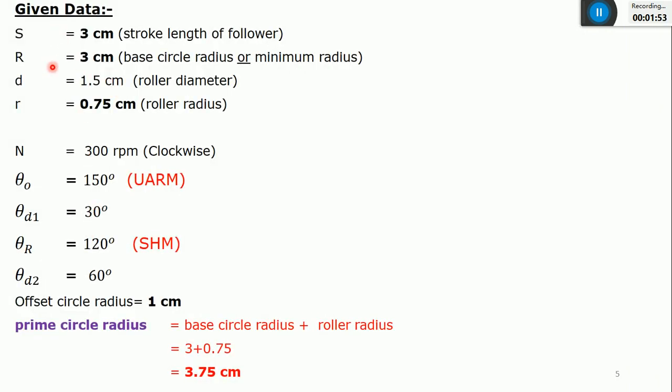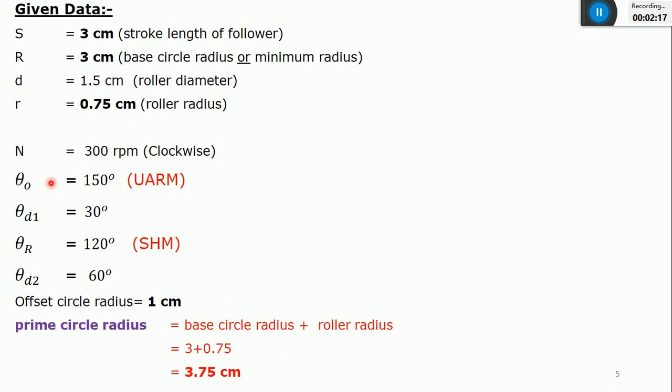So once again, you can go through the given data, that is the stroke length, which is given as 3 centimeters, the base circle radius, which is also given as 3 centimeters, and the roller diameter is given as 1.5. I want the roller radius, so I'll take it as 1.5 divided by 2. It means the roller radius will be 0.75 centimeters.